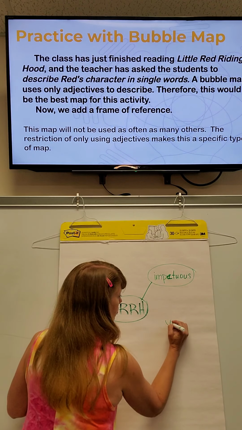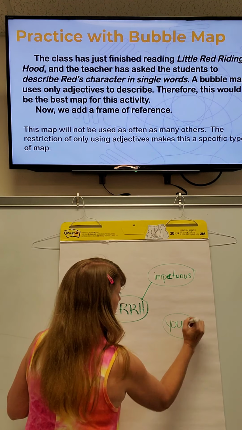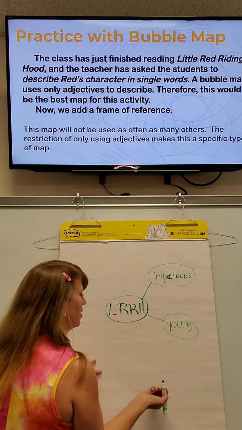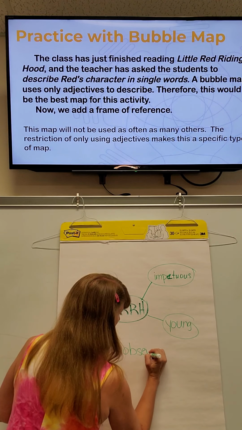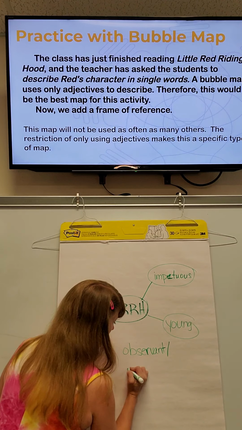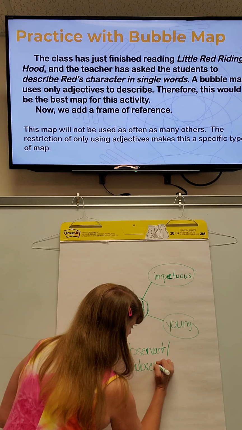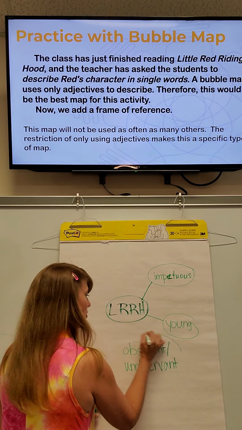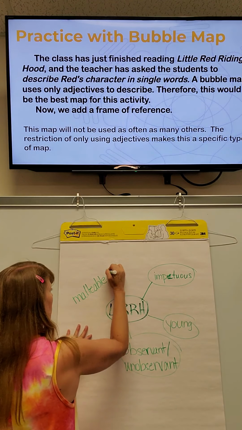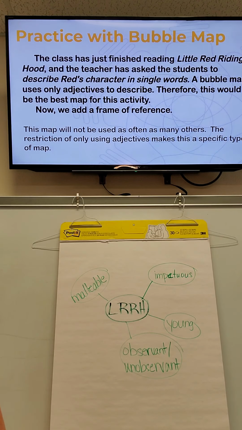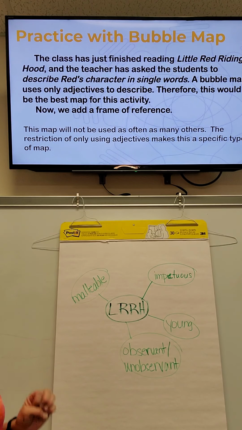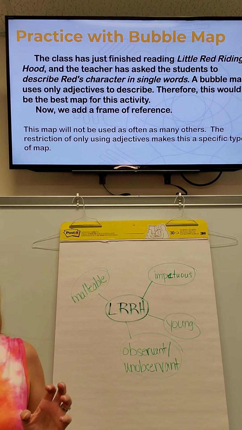We also know that Little Red Riding Hood was young. That she was, what did I use for that? She was observant part of the time, like whenever she was observing the wolf, but she was also unobservant sometimes, like when she didn't notice that that was a wolf. She also, another word I would use to describe her is malleable. She was very easy to manipulate. So notice that none of my words are things like she was a girl. It has to be adjectives in a bubble map.